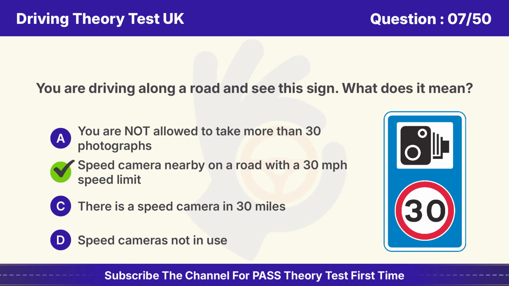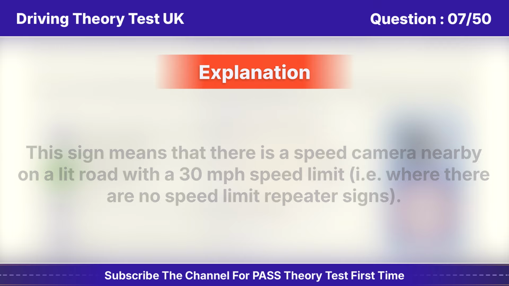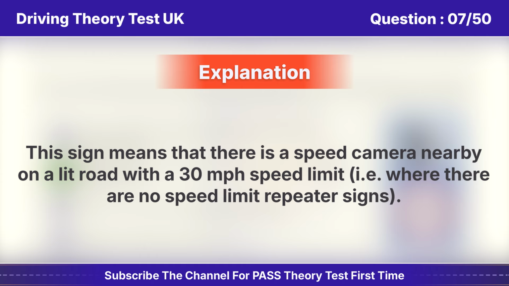Answer is B. Speed camera nearby on a road with a 30 miles per hour speed limit. This sign means that there is a speed camera nearby on a lit road with a 30 miles per hour speed limit, i.e. where there are no speed limit repeater signs.